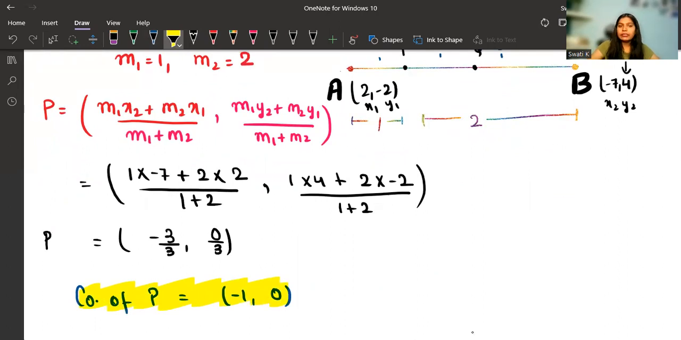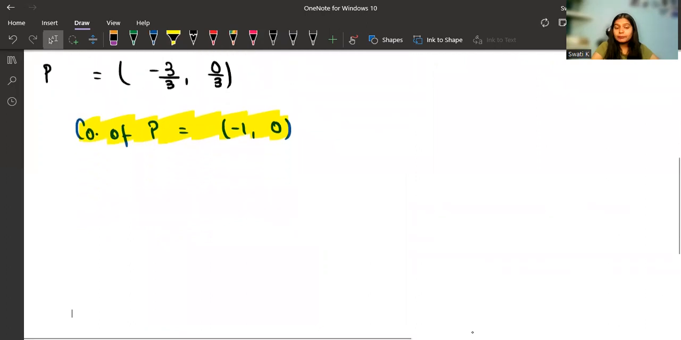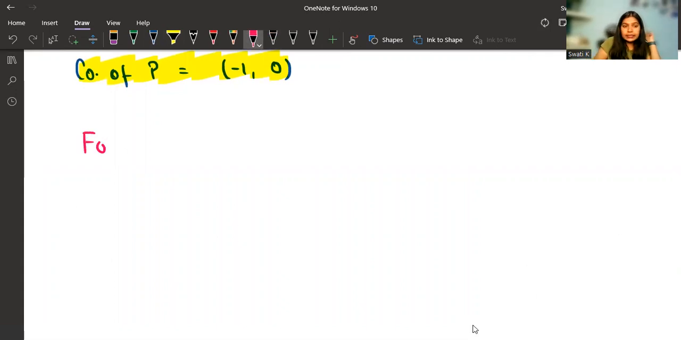Now, similarly, we can find out the coordinate of Q as well. But remember, in case of Q, now you forget P. Q is basically dividing the line segment AB into a different ratio. That is dividing into the ratio of 2:1. So for Q, M1 is 2 and M2 is 1. I hope you are getting this.